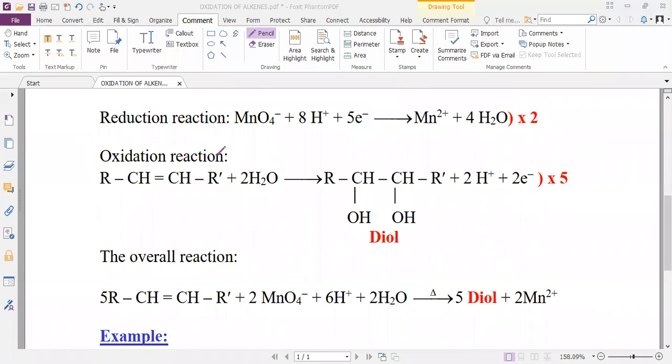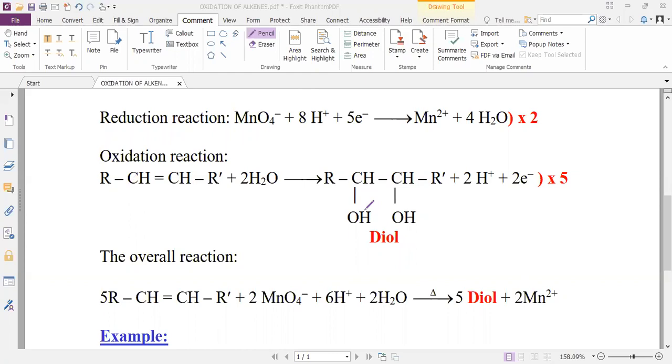Now the oxidation reaction, where the alkene is converted into a dialcohol. When the alkene is converted into a dialcohol, there is no change in the number of carbon atoms. We still have the same number of carbon atoms, and R and R prime do not change. R and R prime can be alkyl groups or hydrogen atoms.